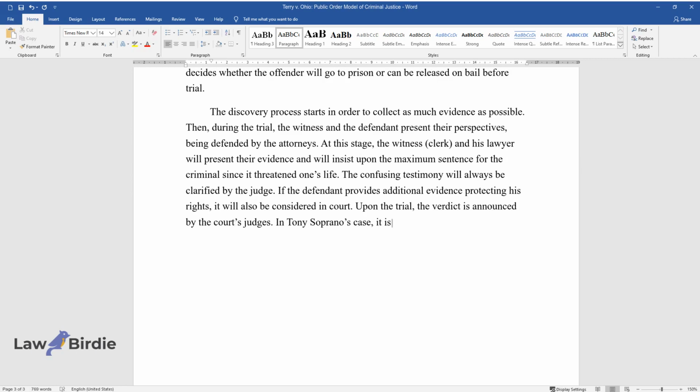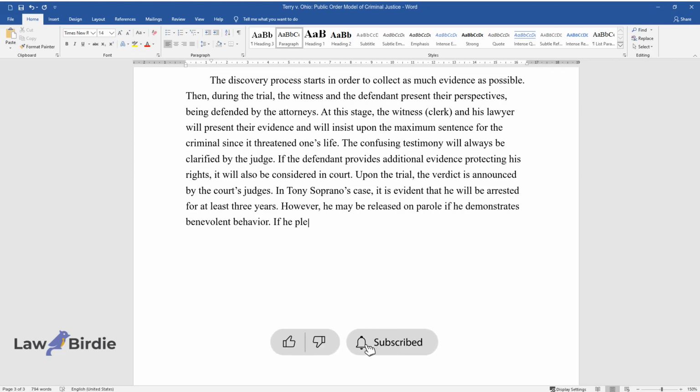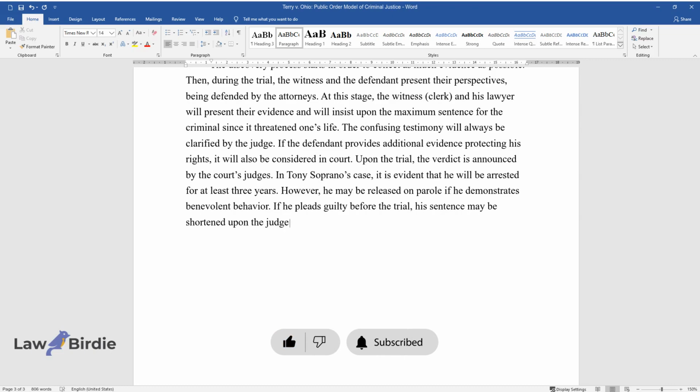In Tony Soprano's case, it is evident that he will be arrested for at least 3 years. However, he may be released on parole if he demonstrates benevolent behavior. If he pleads guilty before the trial, his sentence may be shortened upon the judge's decision.